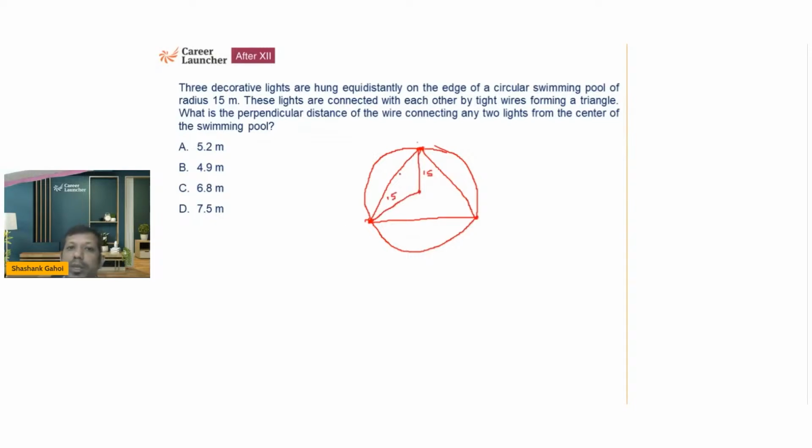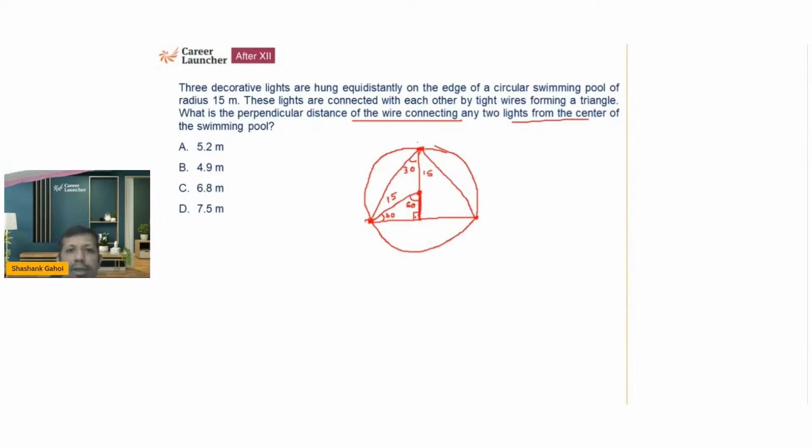It means it is going to be an equilateral triangle. So basically it is going to be 30, this is also going to be 30, it is going to be 60, it is going to be 90. So opposite to 90, now what is the question talking about? What is the perpendicular distance of the wire connecting 2 lights from the center? So basically from the center, this perpendicular distance we are talking about.